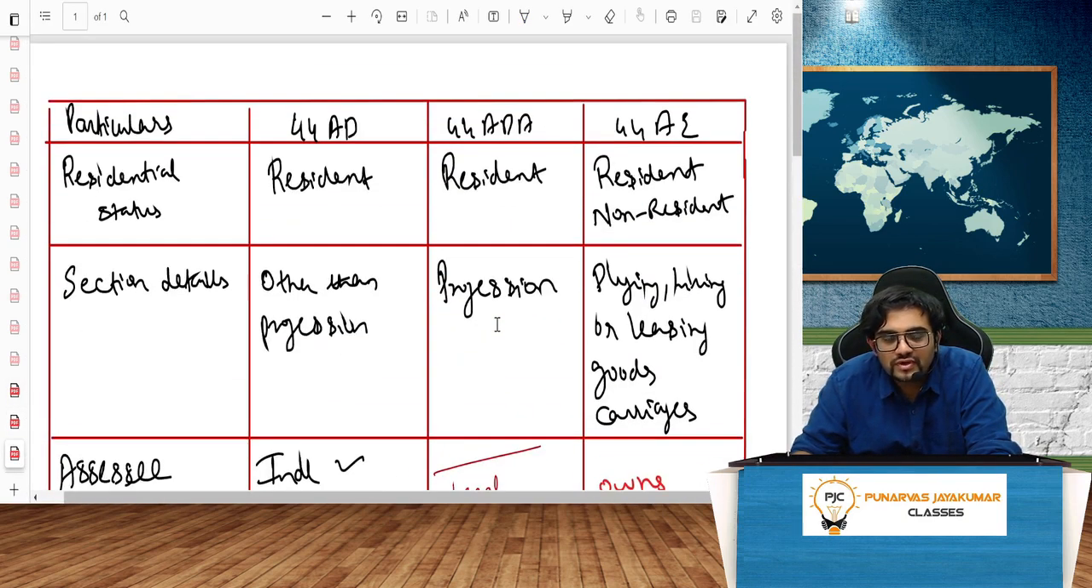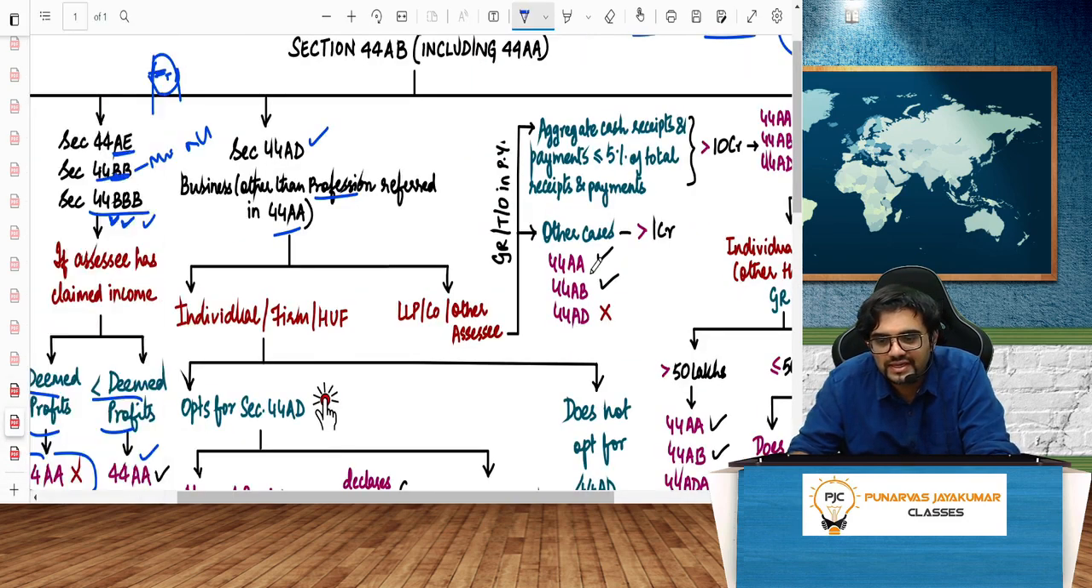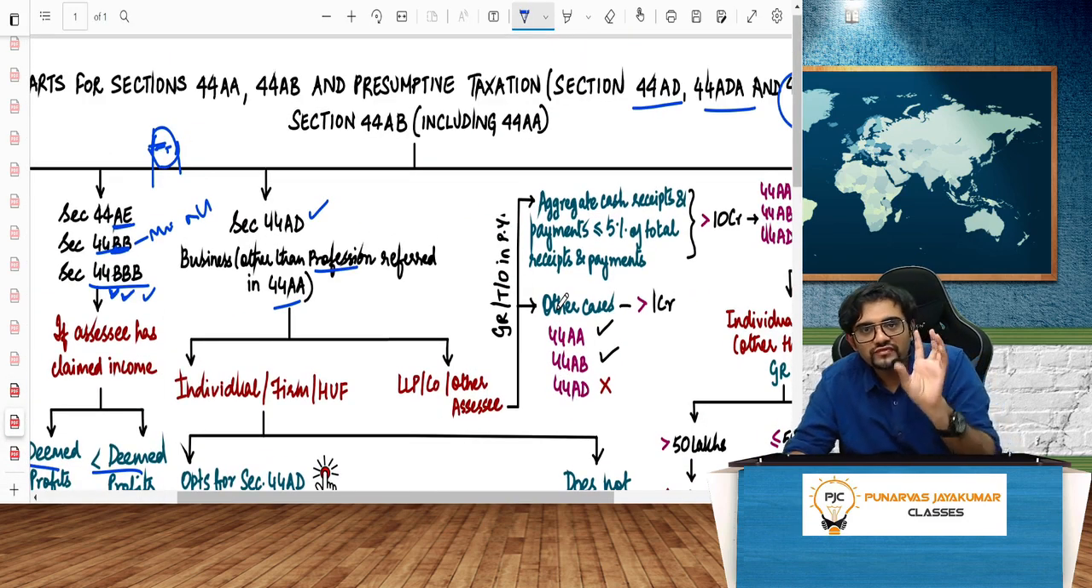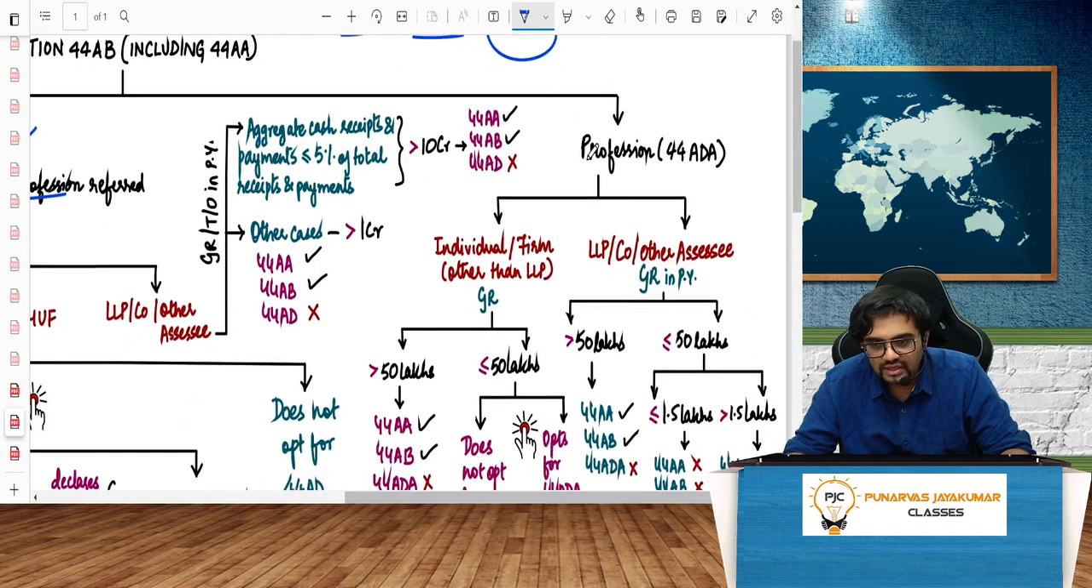So under 44A, maintenance of accounts, the professions covered are linked to 44ADA. This profession: legal, medical, engineering, architecture, etc. Just to give you a gist, I made that chart. Now, 44AD is for business other than the profession. And of course, 44ADA is for what? It's for the profession. Profession will include the artist, everybody. Okay. So, profession. Correct, 44ADA.